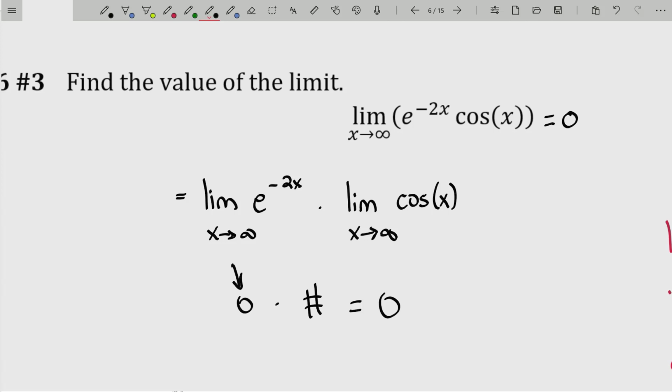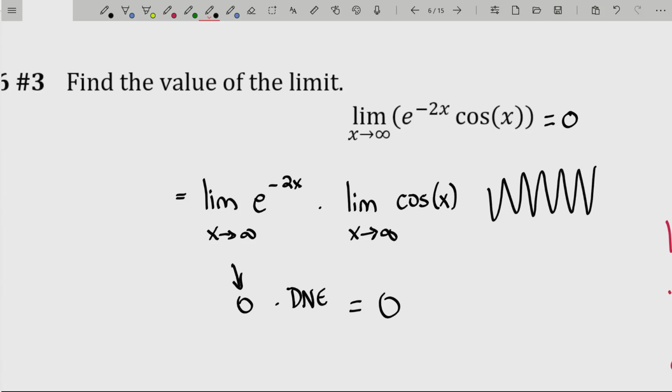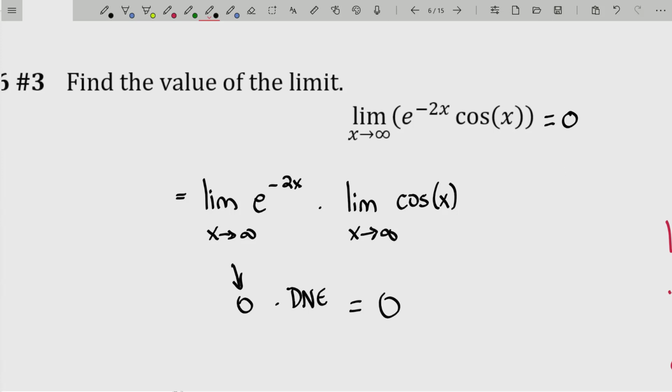Remember, you can make that split, that's okay, you could try it out. But this number that you've said it is, that is not a number. That limit does not exist. The cosine as x goes to infinity wiggles, wiggles, wiggles. So that limit does not exist.